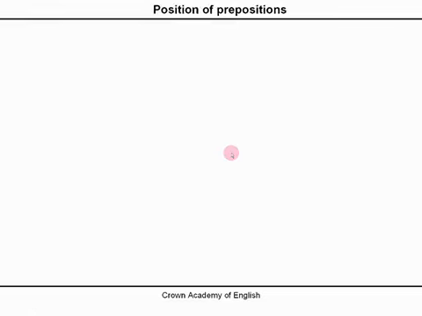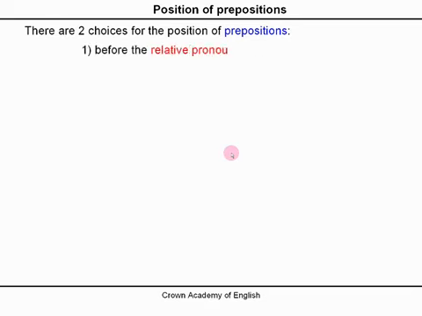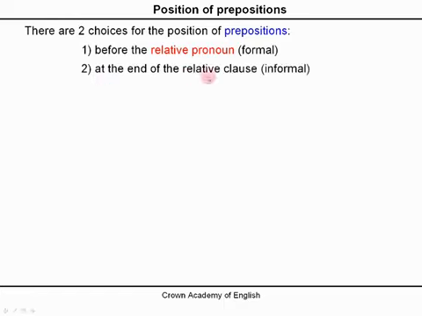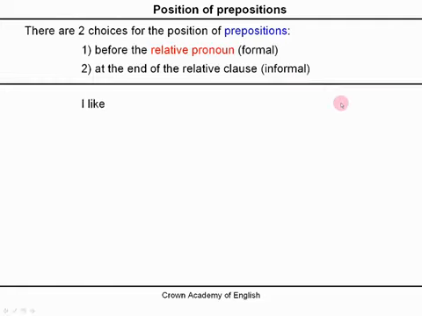The position of prepositions is very important. And there are two choices for the position of prepositions. One, before the relative pronoun, but this is very, very formal. And the second choice is at the end of the relative clause, and this is more informal and more common in everyday English. So let's look at both choices.